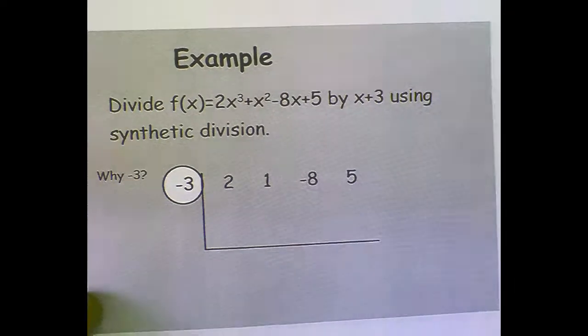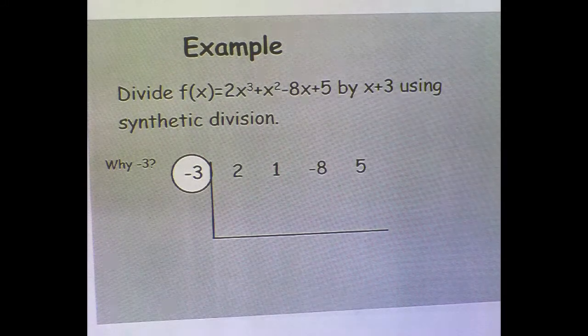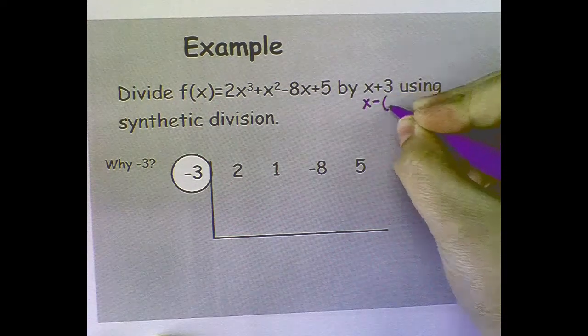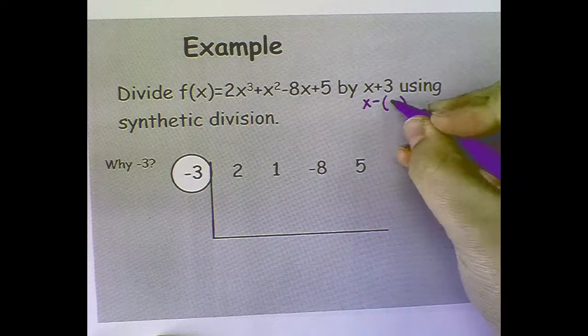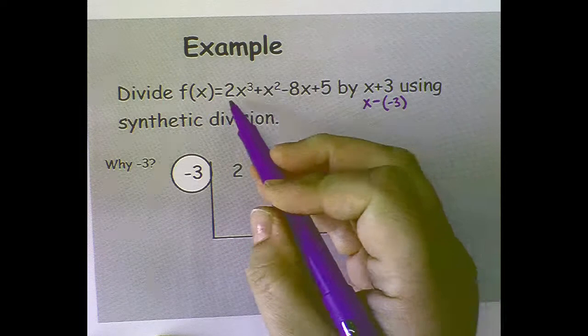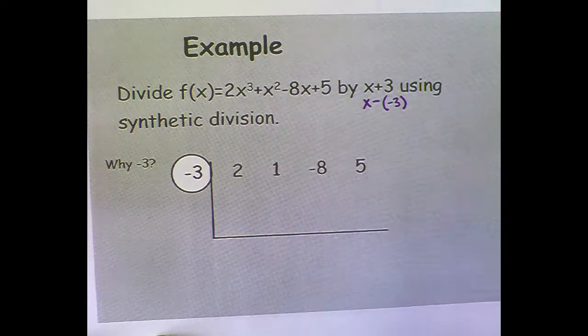So let's divide 2x cubed plus x squared minus 8x plus 5 by x plus 3 using synthetic division. So we're going to put a negative 3 out front. Why negative 3? Because remember, we're dividing by x minus c. Well, in this case, to get the plus, it's x minus negative 3, so negative 3. Our coefficients, 2, 1, negative 8, and 5 in order.